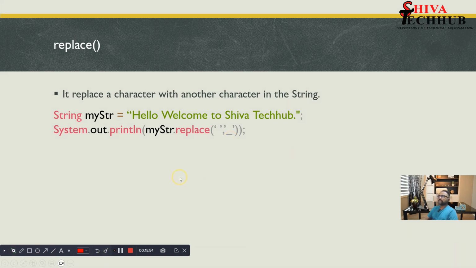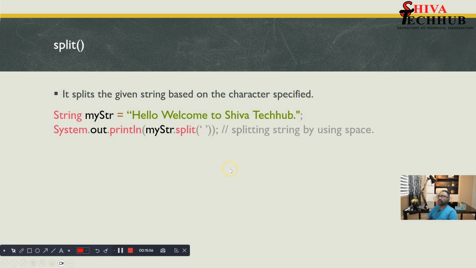So let's look into the next function, that is split. The split function, as the name itself indicates, is used to split the given main string into a series of substrings based on the character specified. In this case, I want to split this particular main string into a series of strings by using space. I mean, wherever you encounter a space, it will divide that particular string. Okay. So now here in this example, I am trying to split this particular string by using space, right?